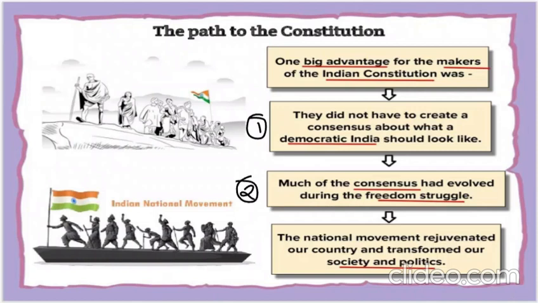Second, much of this consensus had evolved during the freedom struggle itself. Much of these proofs and agreements were there during the freedom struggle when the movements took place, right? And third, the national movement rejuvenated our country and transformed our society and politics. So all the national movements, the Champaran movement, the Simon Commission and all, right? You have studied that. You'll even study it next year. So all these movements of our country transformed our social and political things.